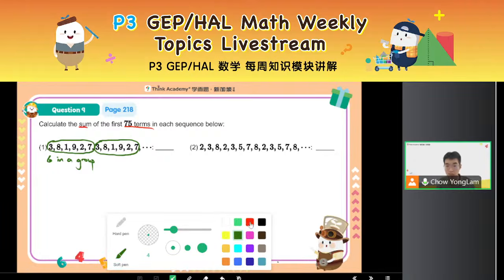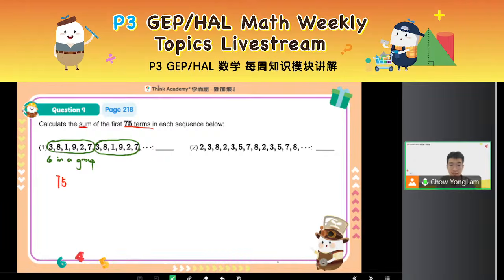So all I need to do is 75 divided by 6, which is, calculate for me. 75 divided by 6 is what? All right. Yes, wow, very fast calculation. Good job. It is 12 remainder 3. Now, the moment you did your division, remind yourself again what each number means. 12 means 12 groups. 3 means 3 extra.